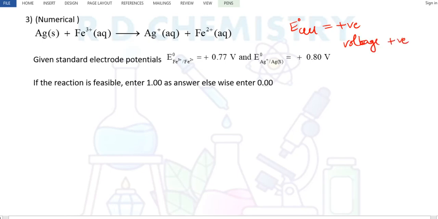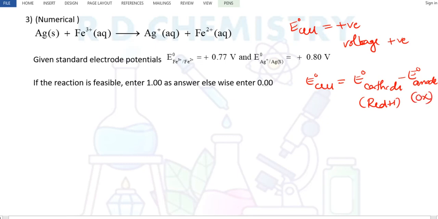But how will you calculate this E naught cell? E naught cell is equal to the E naught of the cathode minus the E naught of the anode. Which one is the anode and which one is the cathode? Remember, at the cathode reduction always takes place, and at the anode oxidation always takes place. Now we have to identify which undergoes oxidation and which undergoes reduction. Silver becomes silver plus 1: the 0 state becomes plus 1 with 1 electron. This is oxidation, so this should be the anode.